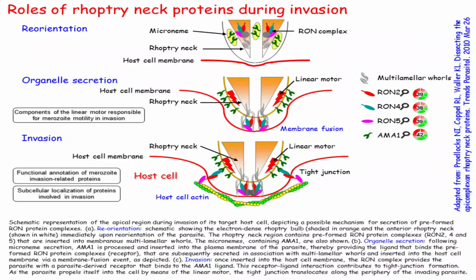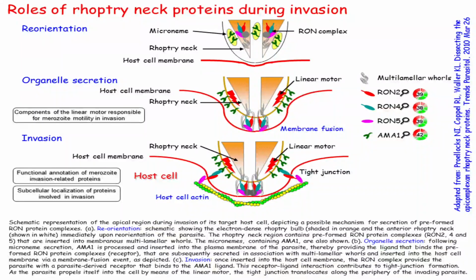So organelle secretion. With this organelle secretion, the Rhoptry-Microneme at the host cell membrane, we will come to see what happens during the inversion. We see these Rhoptry-Microneme complexes are released here, and they get embedded to the host cell membrane. How?